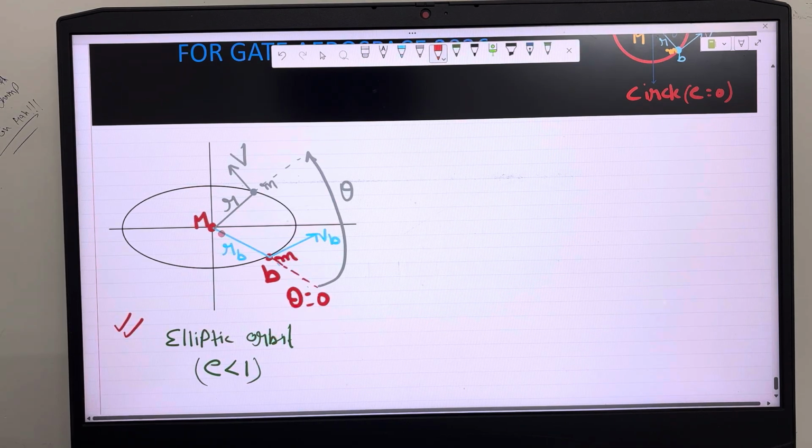These elliptic orbits we are going to discuss in Kepler's laws. When we study Kepler's first law, second law, third law, we'll draw this same figure and understand it neatly: why the satellite moves very fast when it is near the heavier body, and why it moves slow when it is far from the heavier body. We'll discuss all these things in Kepler's law.